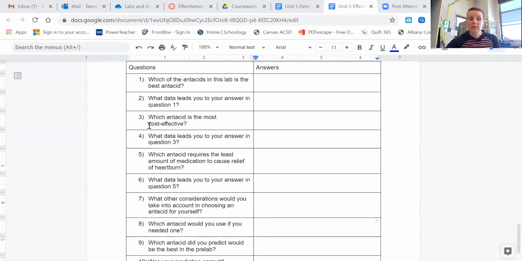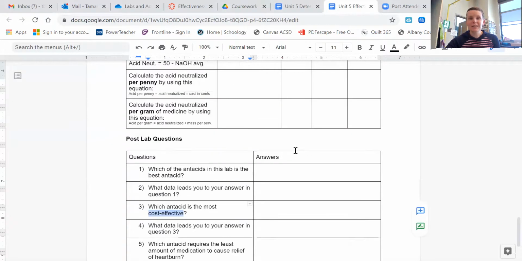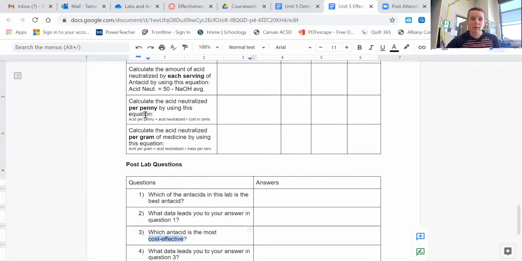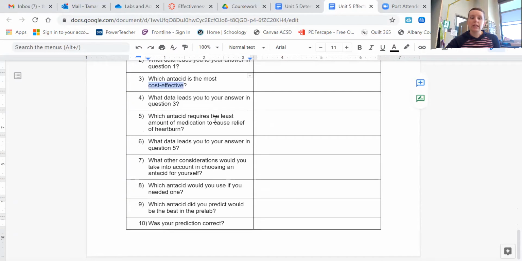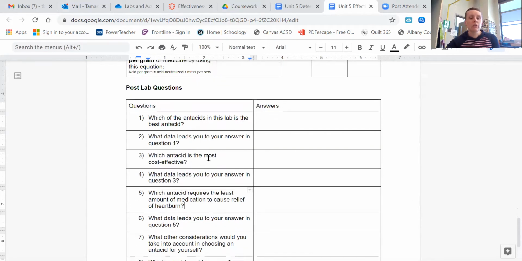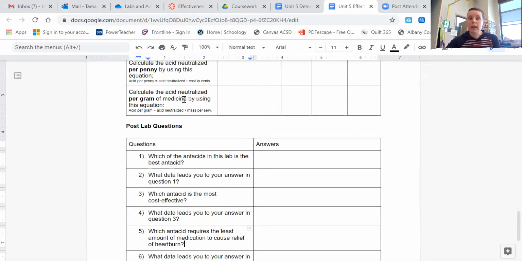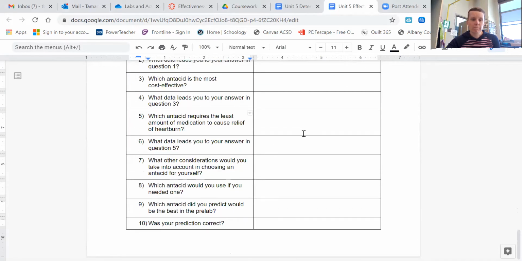Which one is the most cost effective? Cost effective right there, that means price, right? So that one, we're going to be looking at this line. Per penny, how much acid did we knock out? Okay, whichever one gives me the most bang for my buck. Okay, which antacid requires the least amount of medication to cause relief of heartburn? So some people are concerned about taking too many meds, right? So this one is per gram of medicine. Which one did the best? Okay.